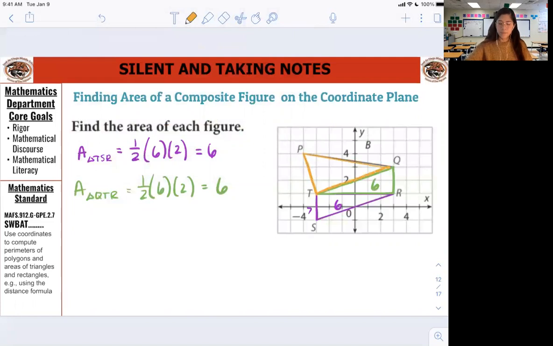Angle T, right? Angle T kind of looks like it might be a right angle, but how can we check just to make sure? How can I check if that's a right angle? We can check to see if the sides are perpendicular. Good, we want to see if those sides are perpendicular.